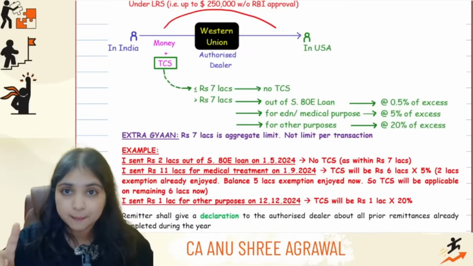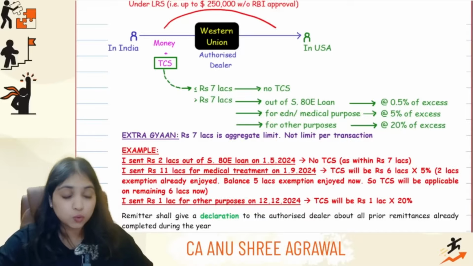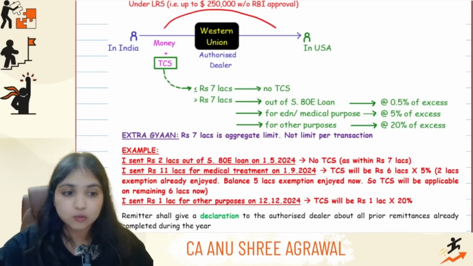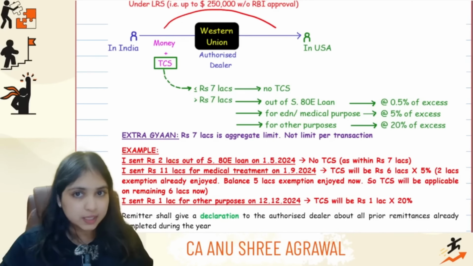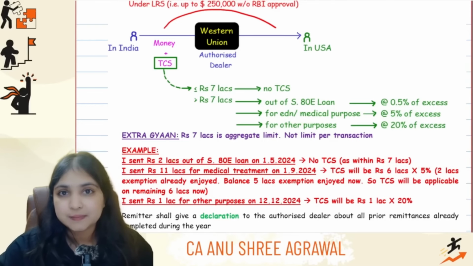Now let's understand how to calculate this TCS. It depends upon the amount. It also depends upon the purpose. Up to 7 lakh rupees, there will be no TCS. Up to 7 lakh rupees, no TCS. If the overseas remittance is more than 7 lakh rupees, then on the excess there will be TCS. At what rate? If it is out of section 80E loan, which means out of education loan, then at the rate of 0.5% of the excess. If it is for education purposes or medical purposes, then at the rate of 5% of the excess. For any other purpose, it will be at the rate of 20% of the excess.